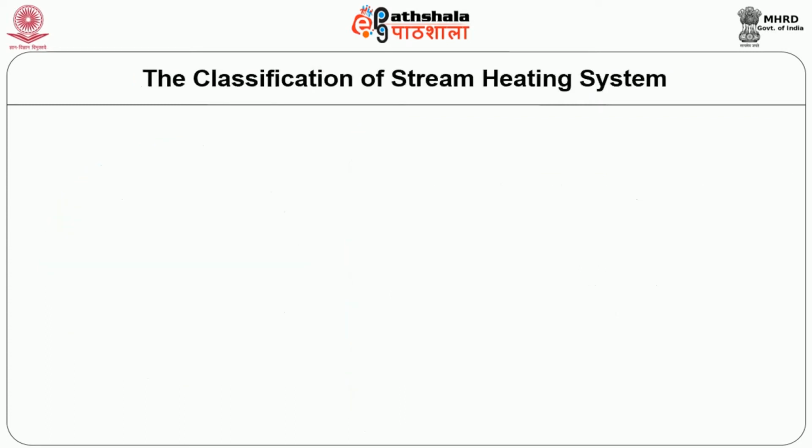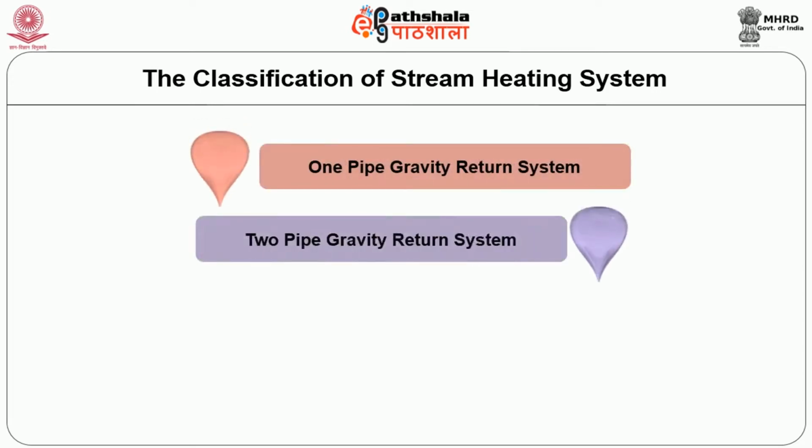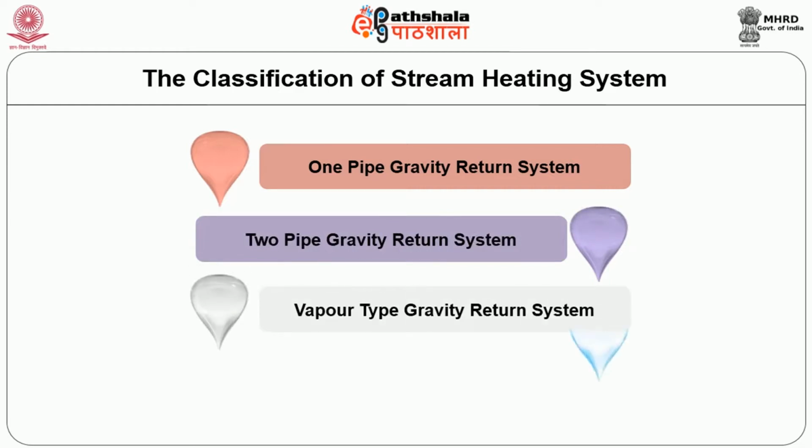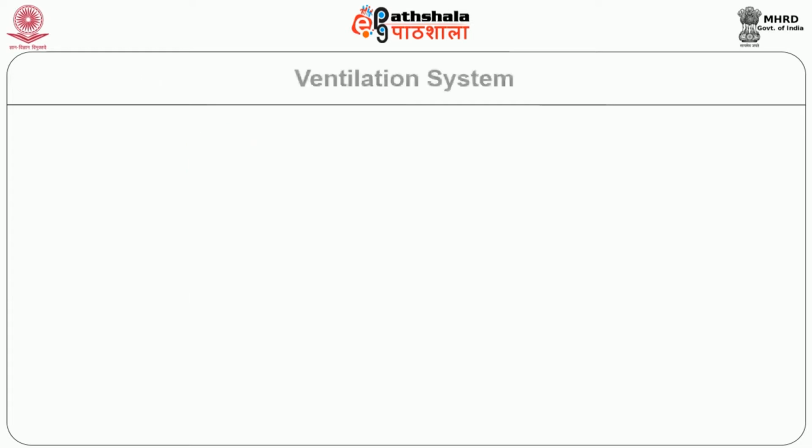The classification of steam heating systems are: one pipe gravity return system, two pipe gravity return system, vapor type gravity return system, and vacuum system with vacuum pump.